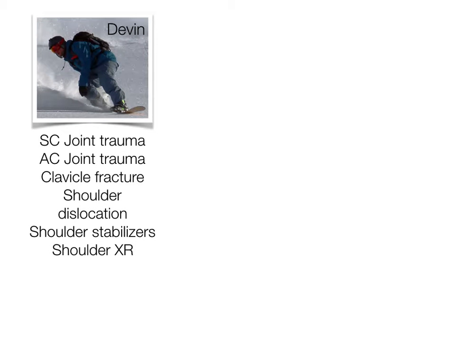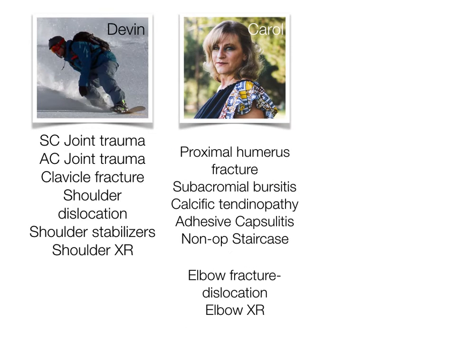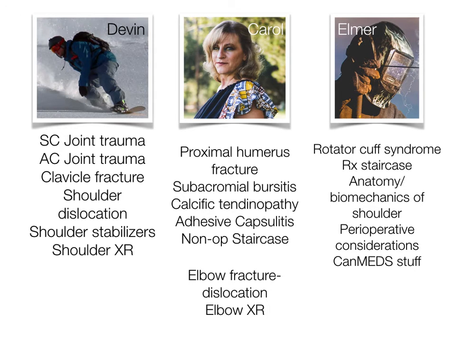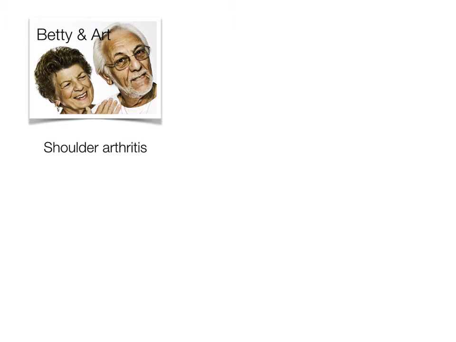Well, quite a bit. With Devon, we covered shoulder trauma. With Carol, we covered some shoulder trauma, some degenerative shoulder conditions, and elbow trauma. With Elmer, we drilled into our rotator cuff syndrome. With Betty and Art, in the optional case, we covered shoulder arthritis.